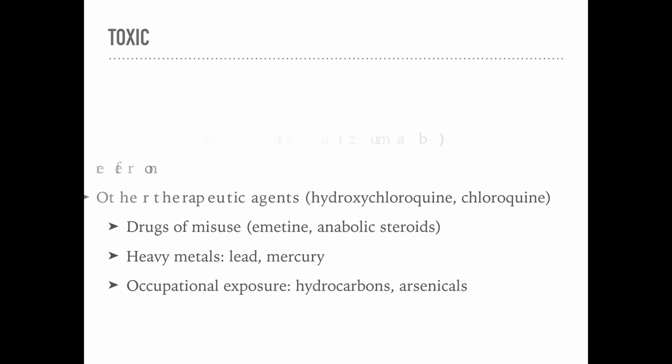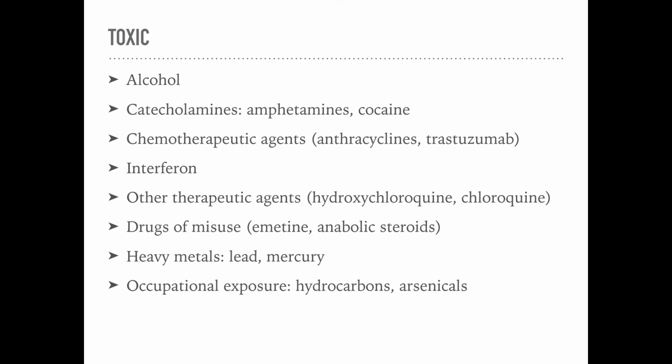Among toxic causes of dilated cardiomyopathy, the most common toxin, so to speak, will be alcohol. Alcohol-induced cardiomyopathy is characteristically a dilated cardiomyopathy. Drugs of abuse like amphetamines and cocaine can also cause this. There are also certain other chemotherapeutic agents that can cause dilated cardiomyopathy.